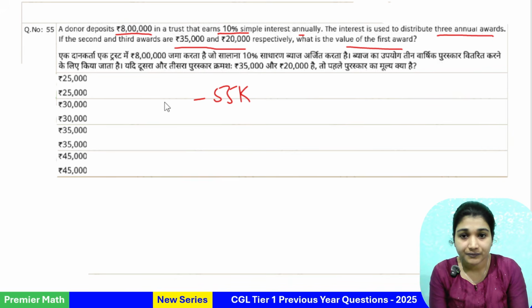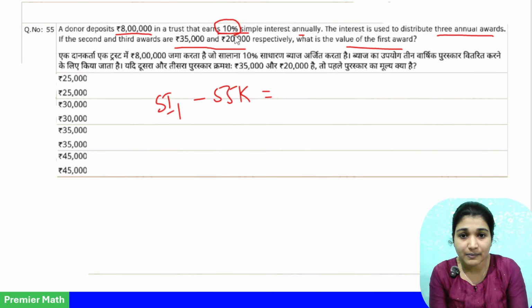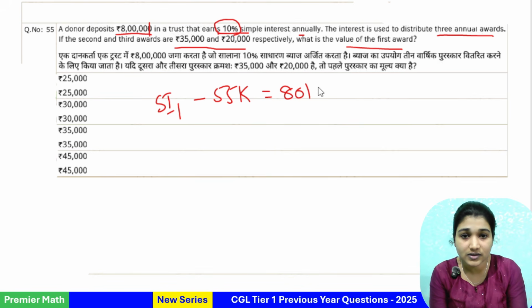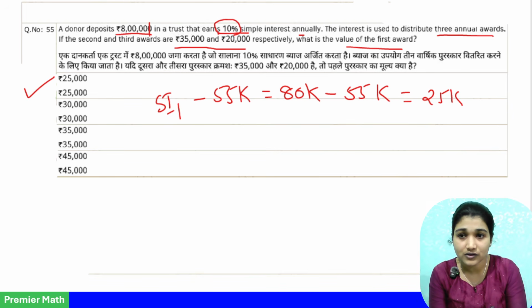Then first award means total simple interest earned minus this 55,000. Simple interest is 10% of the principal. So 10% of 8 lakh is equal to 80,000. So 80,000 is the simple interest earned in 1 year, means 80,000 minus 55,000 is the first award value, which is 25,000. Option 1 is your answer.